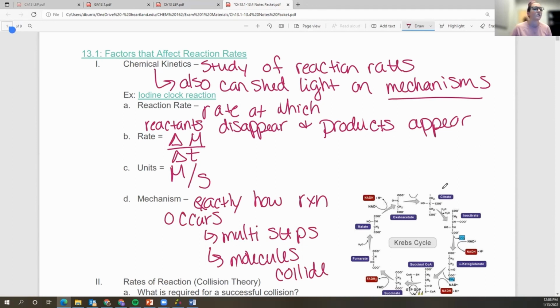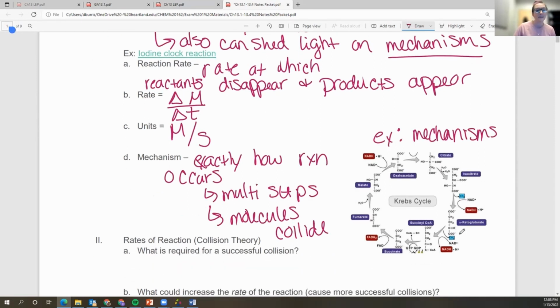The Krebs cycle over here is an example of that. So if you end up taking a biochemistry class, there are all kinds of mechanisms that you would learn about. One of them being the Krebs cycle, which is essentially important to the human body. And it's got 8 different steps. So there's a bunch of intermediates. Sometimes they're sped up by catalysts. But the mechanism is actually 8 different steps for that reaction to occur.